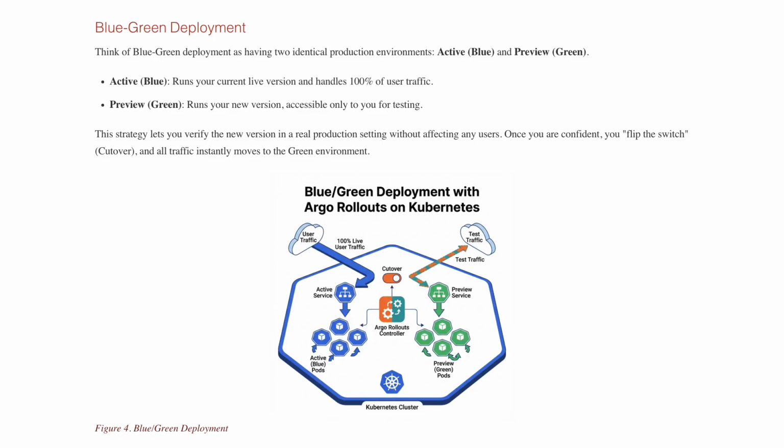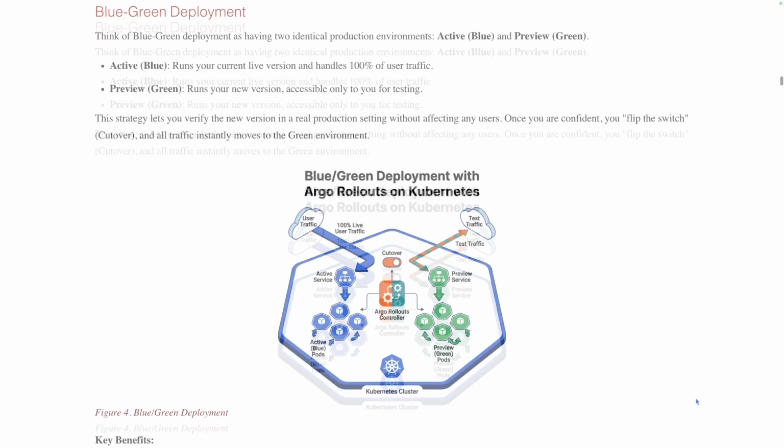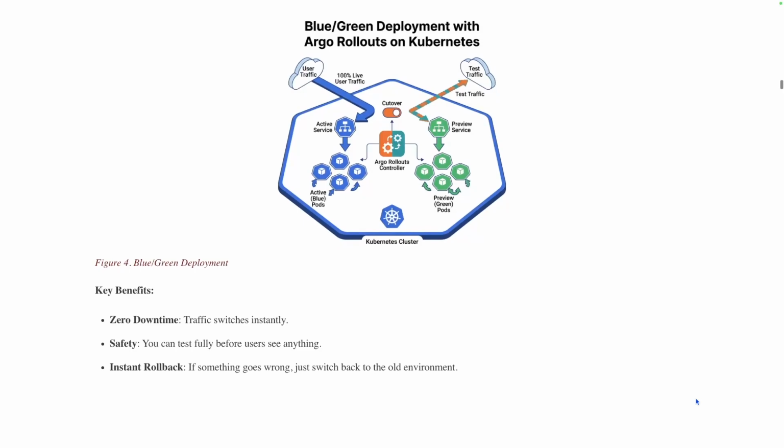Once you're confident everything works, you just flip the switch. We call this a cutover, and all traffic instantly moves to the green environment. The beauty here? Absolutely zero downtime. And if something goes wrong, just flip back. Instant rollback.